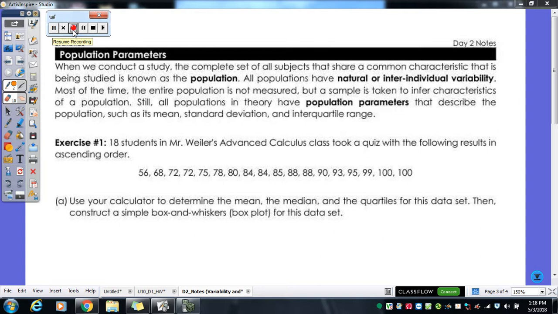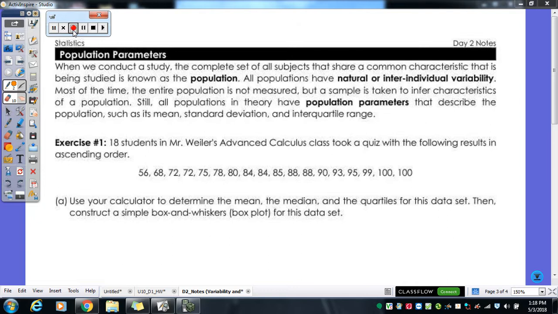So when we conduct studies, the complete set of all subjects that share a common characteristic that is being studied is known as the population. A lot of times it is very difficult to get the true full population of your study, so we usually end up using just samples of that. All populations do have a natural or inter-individual variability. Most of the time the entire population is not measured, but a sample is taken to infer the characteristics of the population. So you assume that the sample you've taken is completely randomized, so therefore whatever details you find to be true about the sample are also true about the full population.